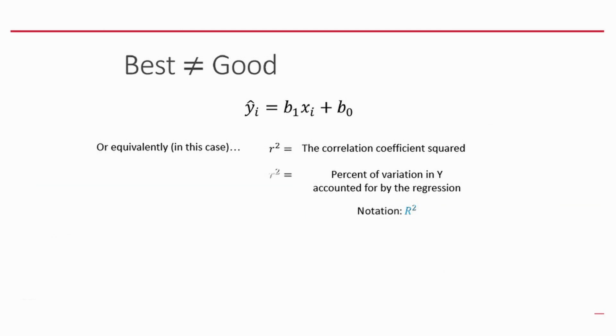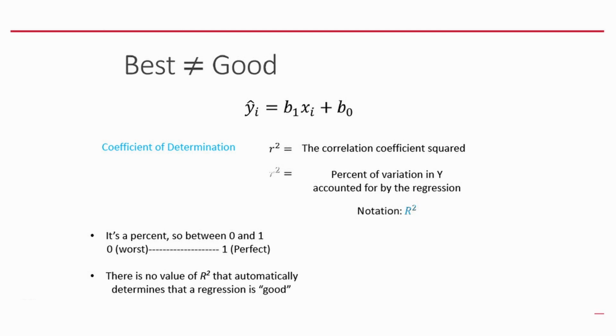Now, in our particular case, when we have one x and one y, there is a mathematical shortcut for calculating this percentage of variation that we are accounting for by the regression. And it's simply taking the correlation coefficient r and squaring it, which leads to why we commonly call this value r squared. So we won't use the phrase percent of variation in y accounted for by the regression. What a mouthful. We'll just say simply r squared. So when r squared is closer to 1, that's better. When r squared is closer to 0, that's not so good, that's worse.